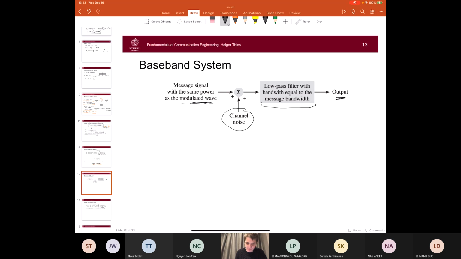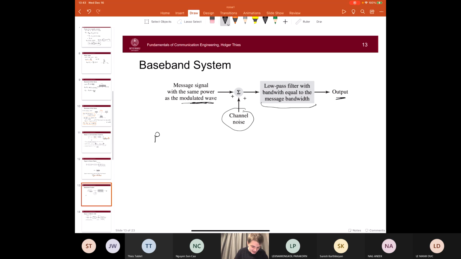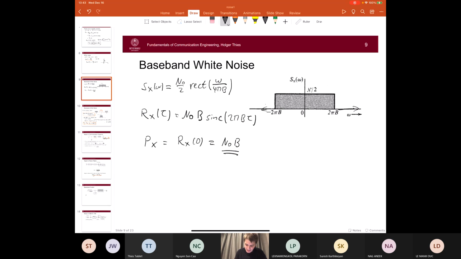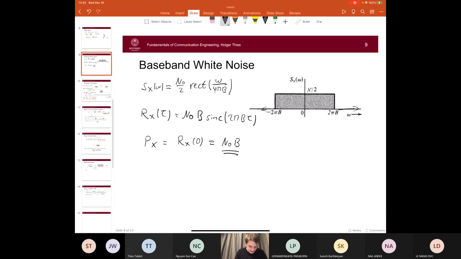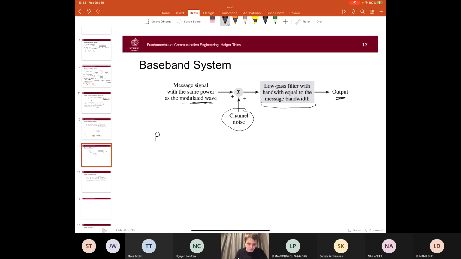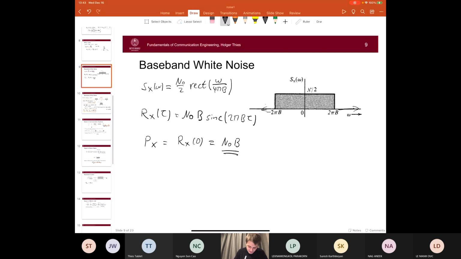For this, we first have to compute the power of the noise at the output, but we have already done this, right? This is what we did when we talked about baseband white noise. We use a baseband filter to filter out all the frequencies higher than B hertz. And we have computed what the power of this noise is. So the power of the output noise after applying this filter will just be N0 times B, right? This is what we said.